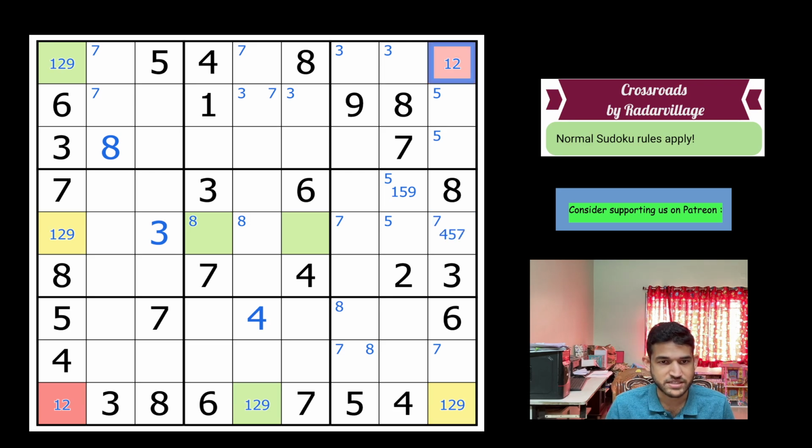Because of these cells here, you cannot have this cell as 1, 2 or a 9. That is as beautiful a step as I have ever seen in my life. 3, 6, 8, 1, 2 and 9. So this is 4, 5 and 7. Okay. Now continuing on.